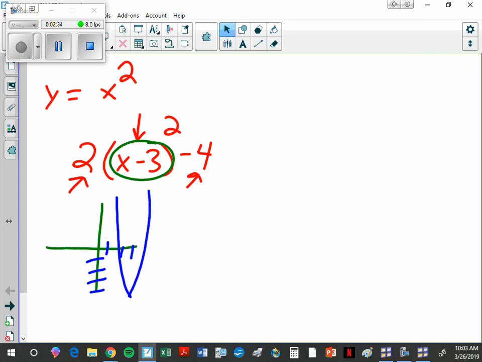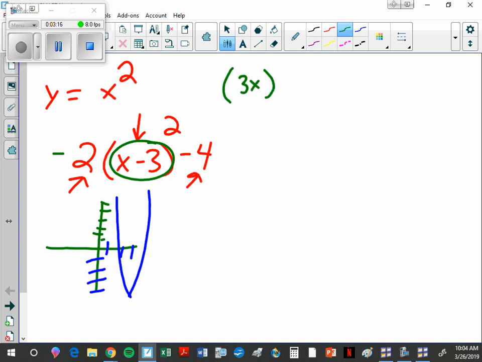Okay, so anything that happens to the x value works backwards and moves things left and right, and anything that happens outside of that works exactly the way you expect it to, and it affects the y values. Now, what if I would have put a negative in front of that 2? That would flip the graph upside down, because the negative is on the outside and that affects the y values, so every positive y value flips down and becomes a negative y value, and the negatives flip up and become positive.